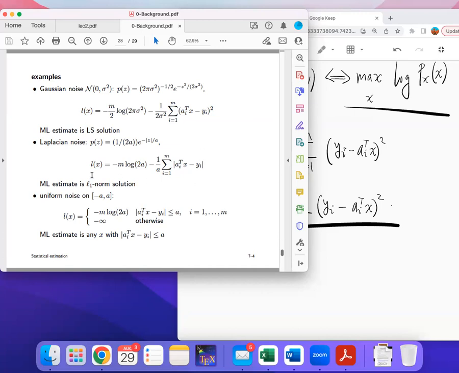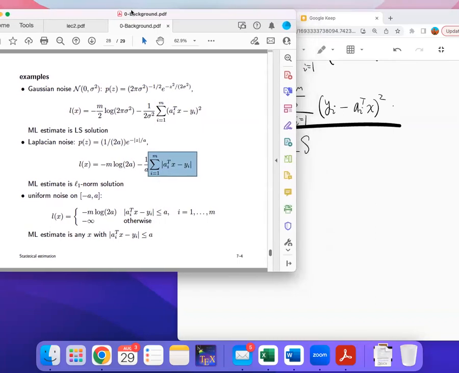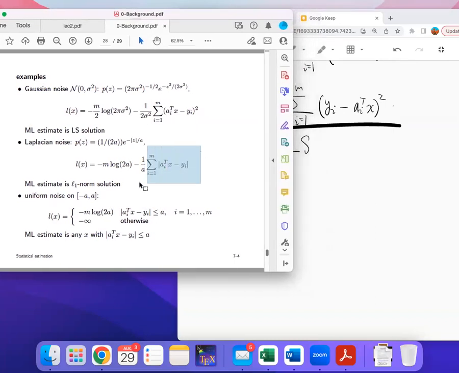And then for the Laplacian, under the Laplacian noise model, the maximum likelihood estimate actually corresponds to an L1 norm solution. If you still remember, this is the L1 norm of your noise. So just to get a better visual understanding of this noise, here's the Gaussian bell curve, not a very pretty one.